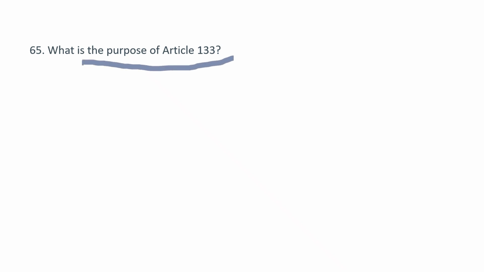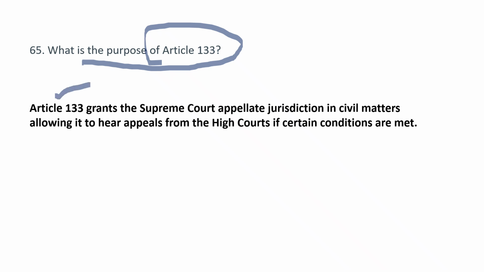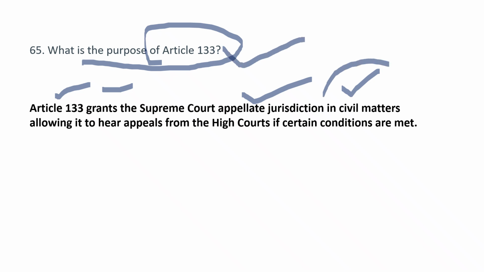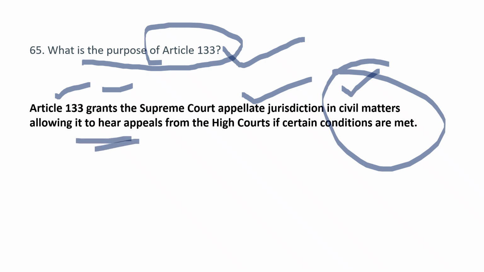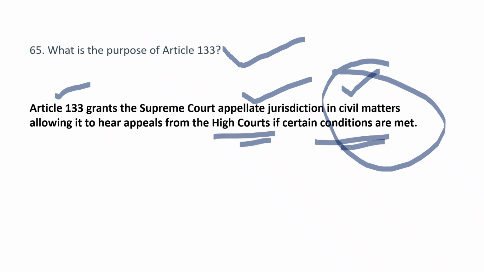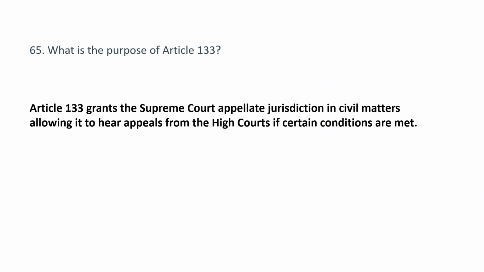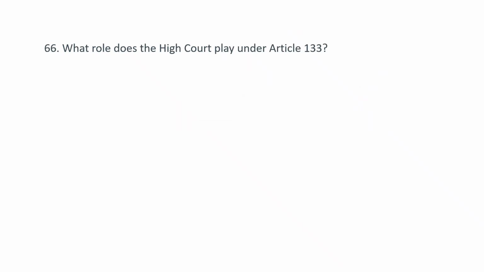What is the purpose of Article 133? The answer is Article 133 grants the Supreme Court appellate jurisdiction in civil matters. Under Article 133, the Supreme Court has appellate jurisdiction in civil matters, allowing it to hear appeals from the high courts if certain conditions are met. So, in brief, under Article 133, the Supreme Court has appellate jurisdiction in civil matters. Next question. What role does the High Court play under Article 133?